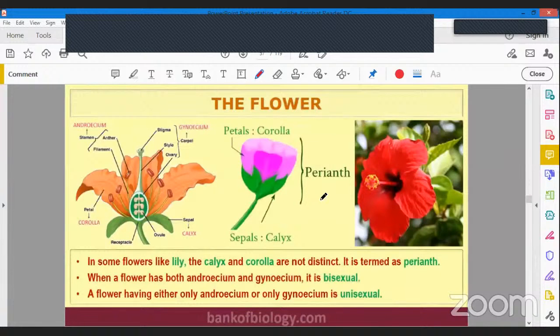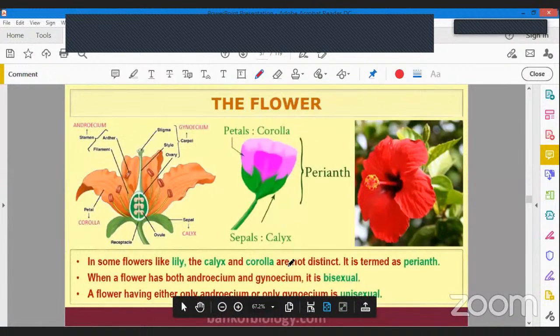Done. So the next part. In some flowers, what happens? The calyx and corolla are not distinct. That means they are fused to form a structure called a perianth. And the individual unit of the perianth is called a tepal. Please take it down. It is called a tepal.